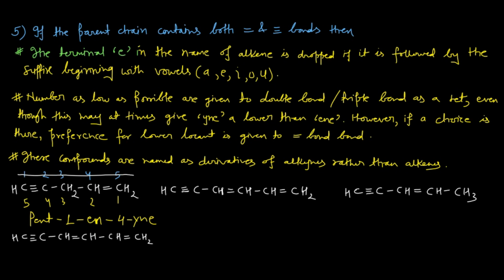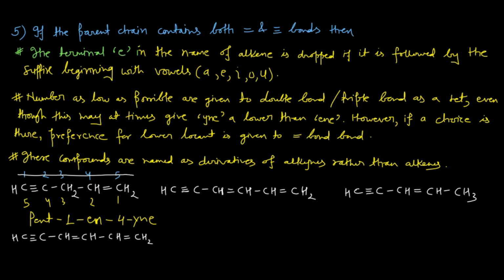Please remember, whenever you have the double and triple bond both together, then the compound would be an alkyne, and that double bond would be treated as your primary suffix. Whenever you have a choice of numbering, you will give the lowest possible number, or the highest priority, to the double bond, not to the triple bond. When you don't have a choice, then you will follow the lowest set of locants rule. Okay, I hope this is quite clear to you, right?